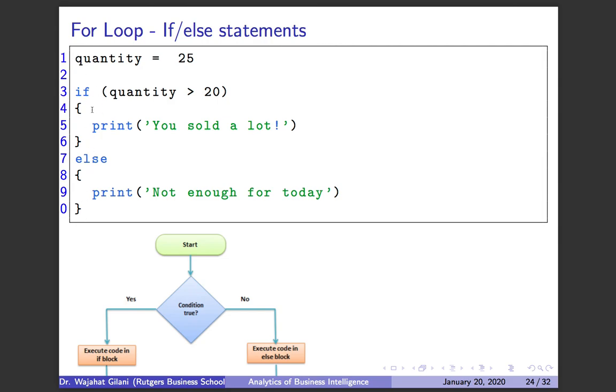All right, so I say if quantity is greater than 20, this is the condition within the parentheses. So it's testing to see if quantity is greater than 20. Now, what is quantity? Quantity is literally the value 25. Is 25 greater than 20? It is. Therefore, this line of code, and this is a print line, it's going to just give you a print statement, will be executed, and this will not be.